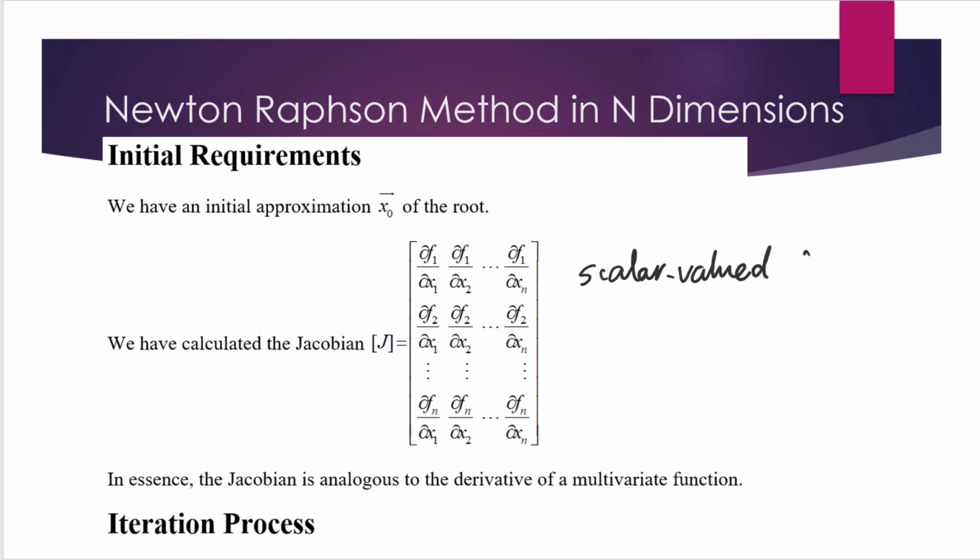So the iteration process. Remember the formula for a scalar valued function: the iteration formula of Newton-Raphson is x(i+1) equal to xi minus f(xi) over the derivative of f at xi. And this is for the scalar valued function.